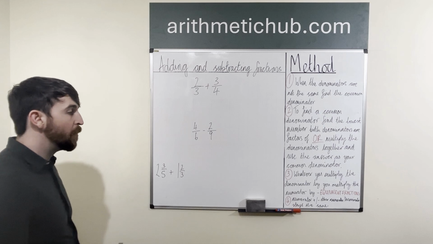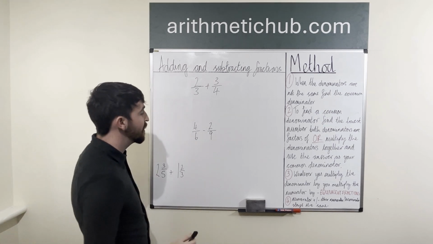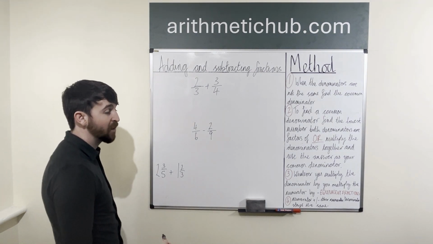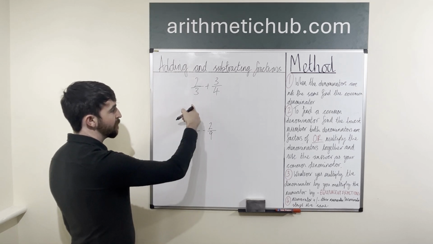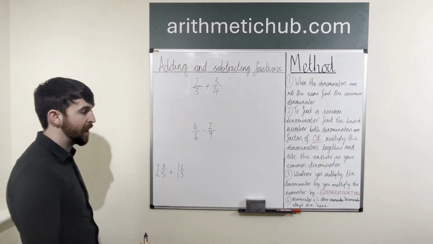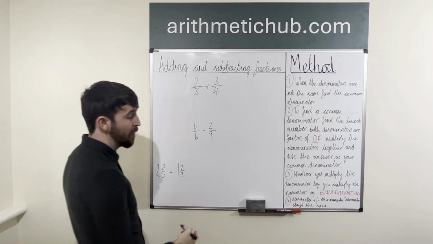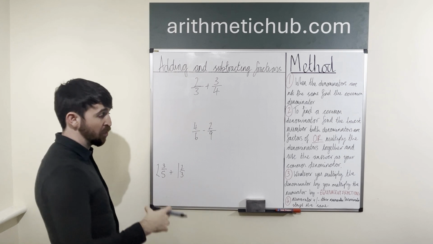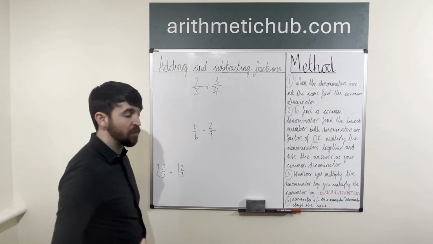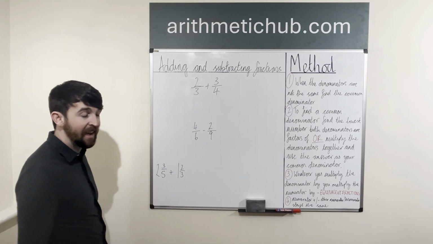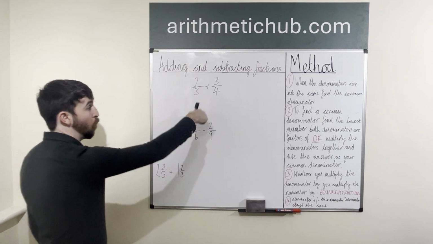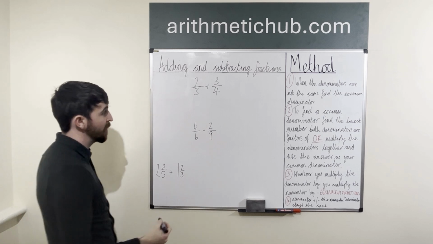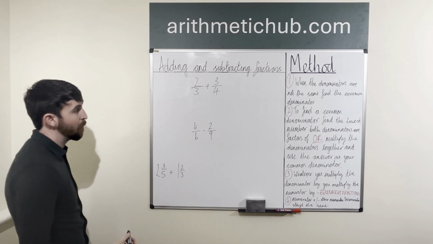Number 3, whatever you multiply the denominator by, you multiply the numerator by, and I've written equivalent fractions there because it's the same thing. We would need to find equivalent fractions to be able to add and subtract these fractions, okay? And the final bit says, number 4, it's exactly the same. Once you've got the common denominator, you add the numerators, or subtract the numerators, and the denominator stays the same, like we looked at earlier in the video, okay?